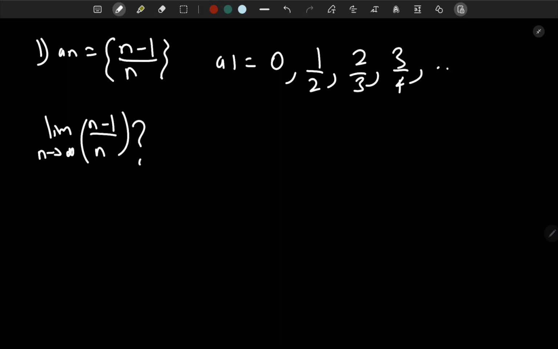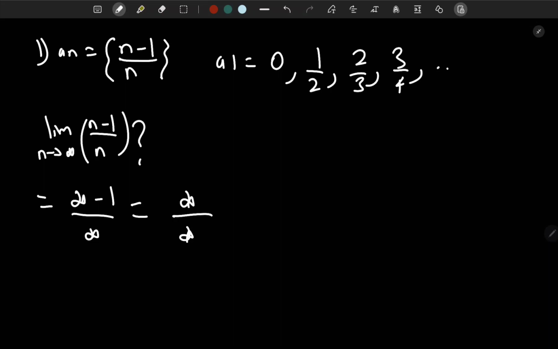So if we put the limit here and use direct substitution, we will get infinity minus 1 over infinity, and infinity minus 1 is infinity, since infinity minus a finite number is still equal to infinity, so we get infinity over infinity, and here we are stuck, right? We cannot simplify this. This is one of those indeterminate cases that I showed you.